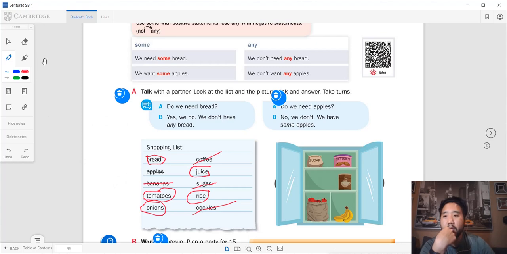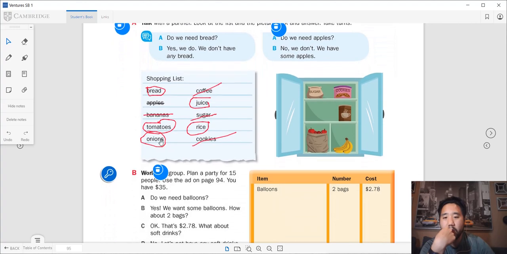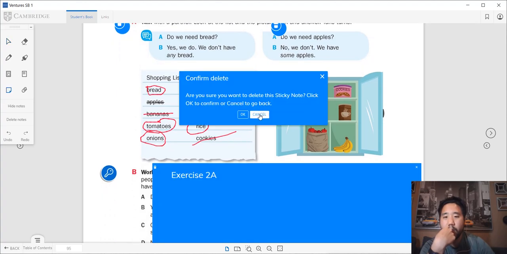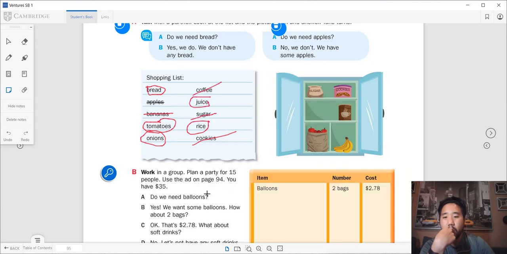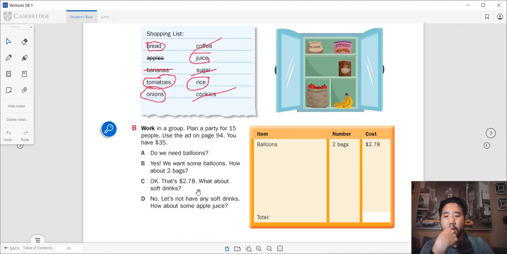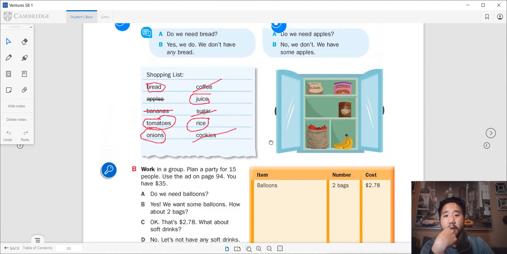I think we're running out of time. Exercise 3. Work in a group, plan a party for 15 people. Use the ad on page 94. You have $35. Yeah, I don't think we need to do this. Yeah, I think that's it for lesson F.